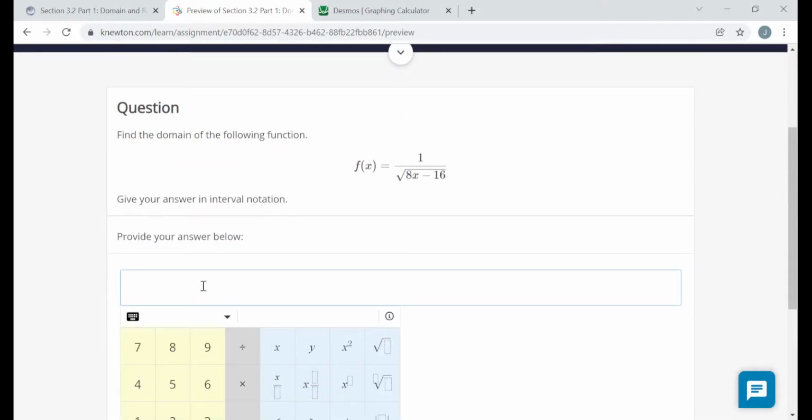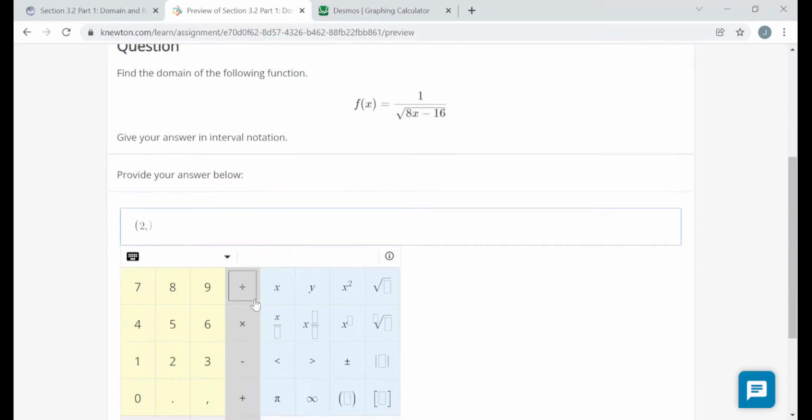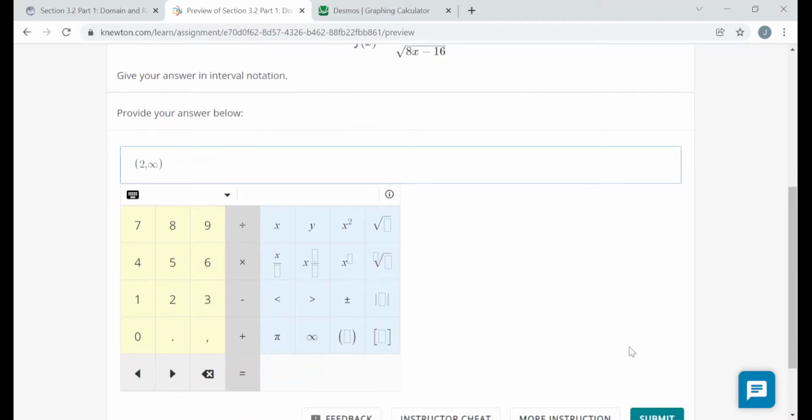Again, you can write all that out and put it all together, but that's from 2 to infinity, without 2, right? X cannot be 2. It has to be strictly greater than 2, so parentheses on the 2.